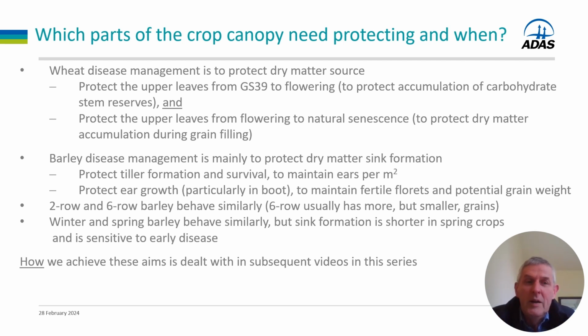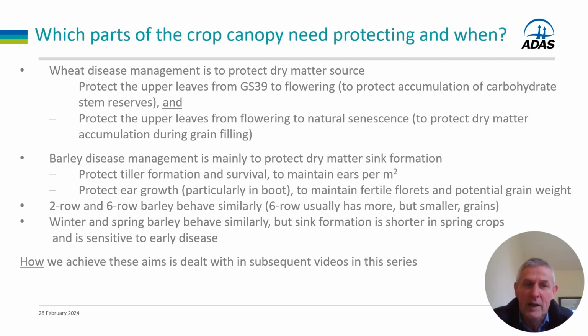So to conclude, which parts of the crop canopy need protecting and when? So in wheat, disease management is about protecting the dry matter source. So we need to protect the upper leaves from when the flag leaf is fully emerged at growth stage 39 through to flowering to protect the accumulation of carbohydrate stem reserves, and we need to protect those upper leaves from flowering through to natural senescence to protect dry matter accumulation during grain filling. Now, we're going to need to plan that protection and apply protection by whatever means right through from the previous autumn when we decide on the variety and sowing date. But the ultimate aim is protection of the crop canopy later in the season.